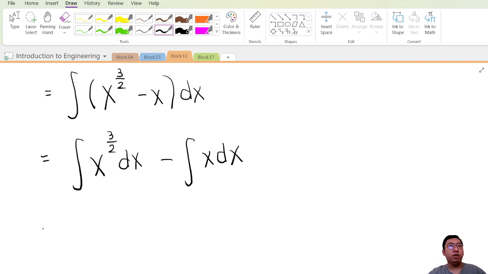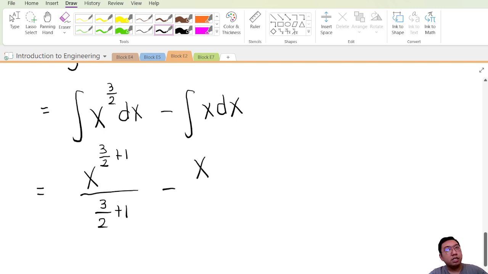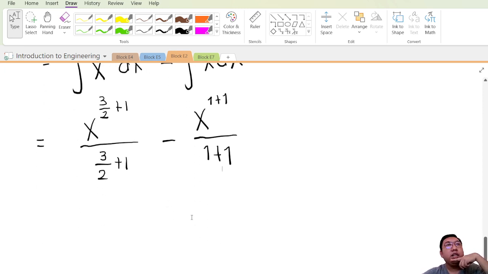So let's apply the power rule. There are no coefficients to bring out of the integral, so we can solve it directly. Using the power rule, we have x to the power of 3 over 2 plus 1, over 3 over 2 plus 1, minus x. There's an invisible 1 there. Okay, and then you need to add plus c.